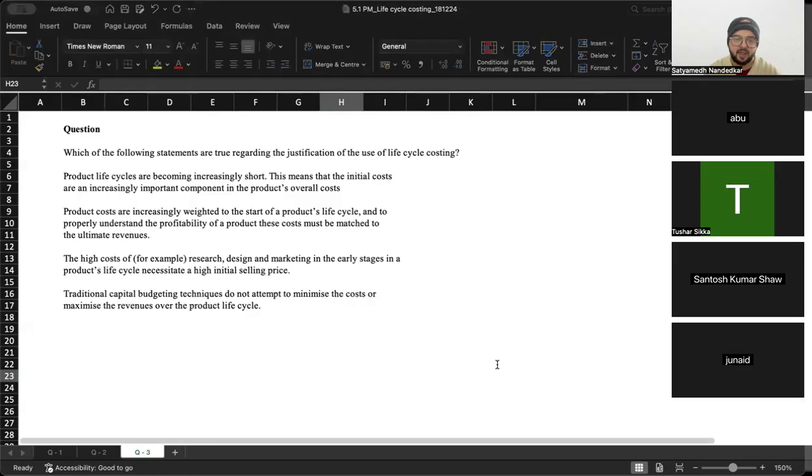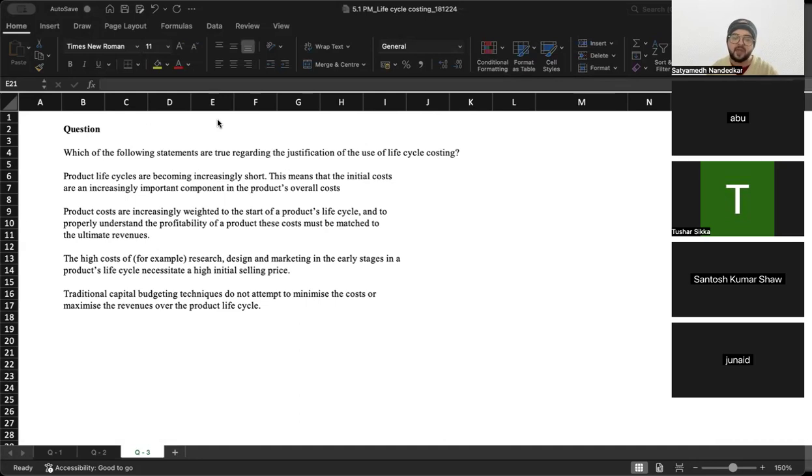product life cycle. Now, there are four statements that they have given you, and they are asking you to tell whether these statements are true or false. Now, when a question like this comes in the exam, you have to pick one answer out of four. That is what you are supposed to do. Now, in this case, if you look at the first statement, product life cycles are becoming increasingly short. So, what impact are they talking about? They are saying that this means that the initial costs are an increasingly important component in the product's overall cost.